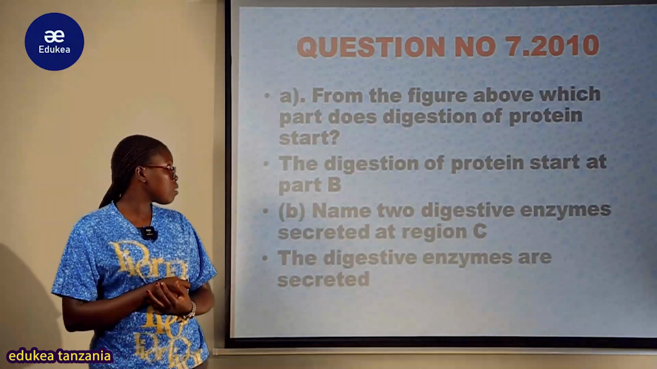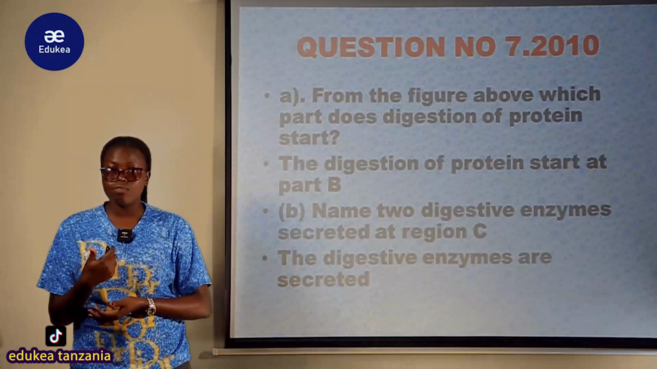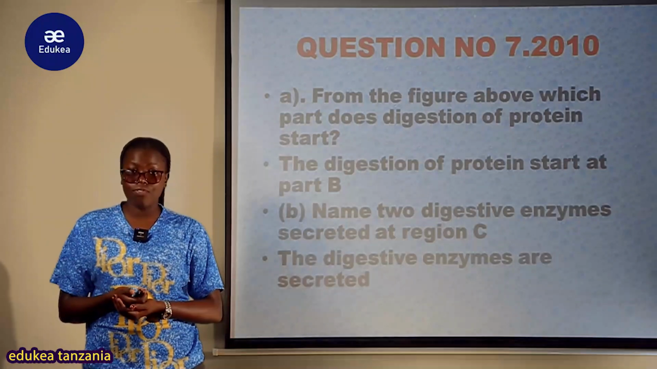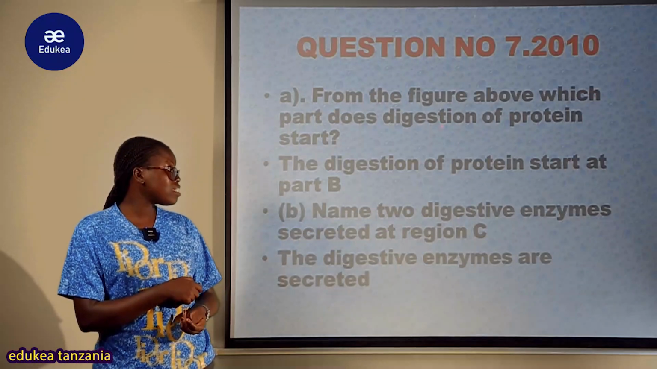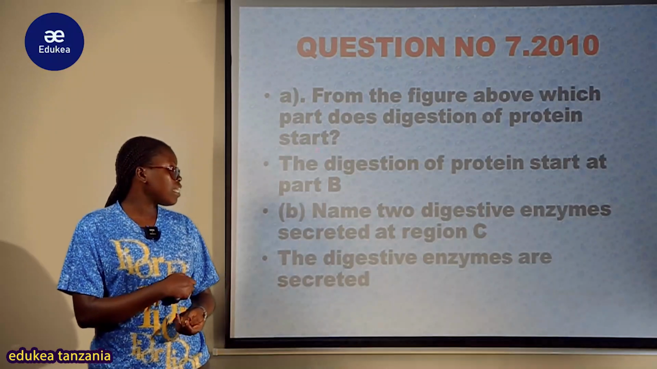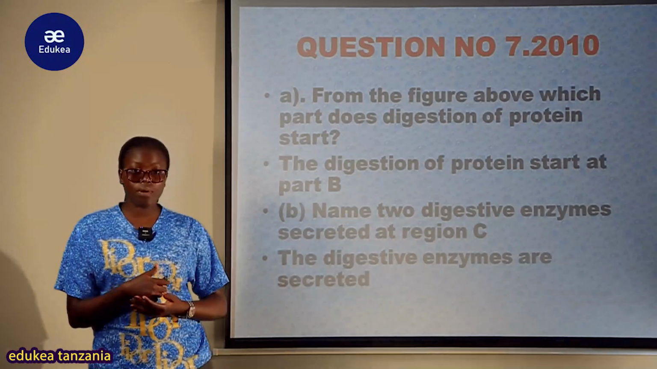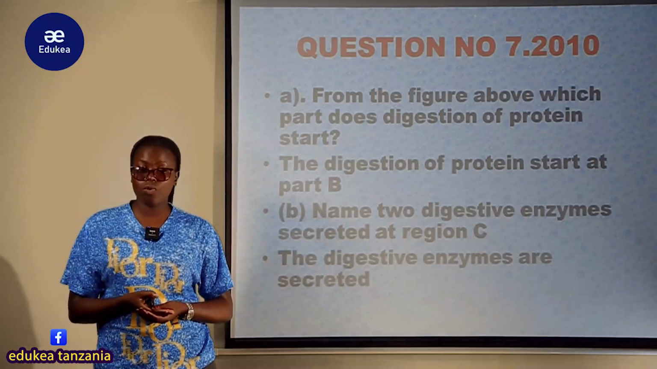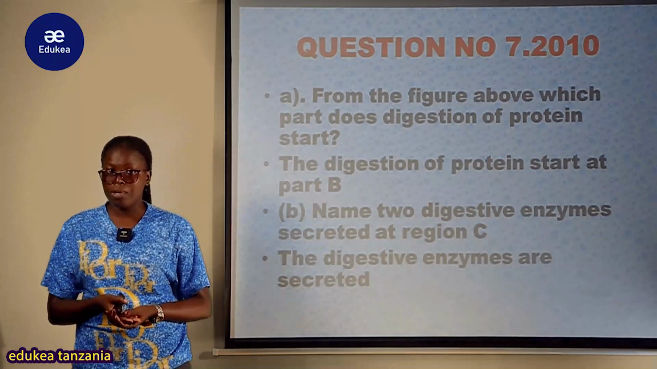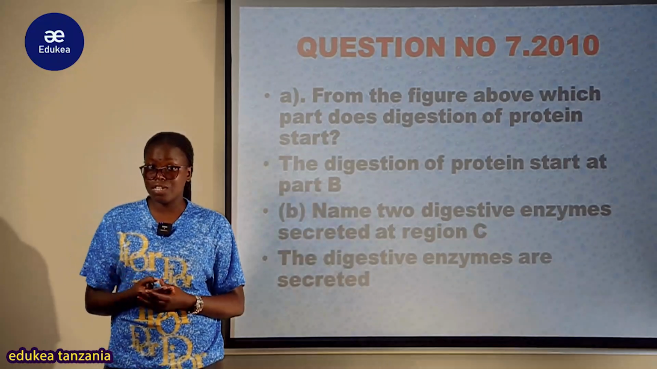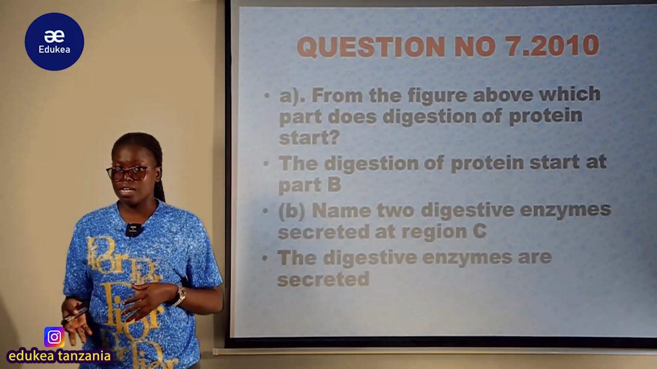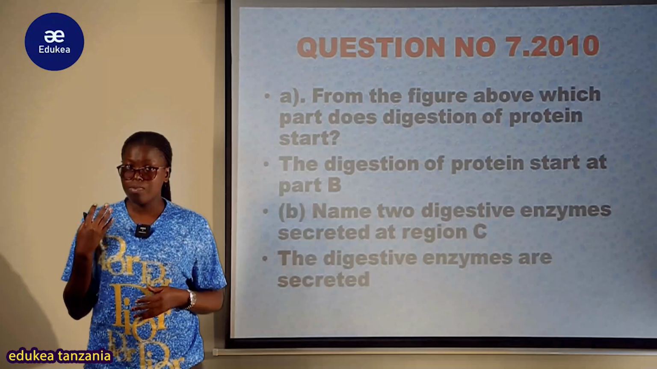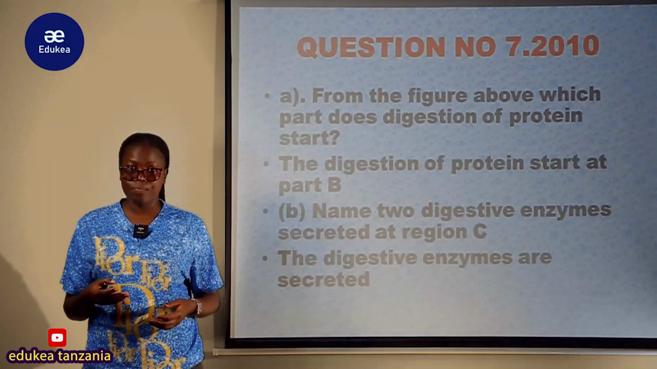Now, without wasting our time, tuanze kujibu swali letu baada ya kustudy our diagram very carefully. Hivyo, from the figure above, which part does the digestion of protein start? Now, the digestion of protein start at part B ambayo ni stomach. Ambapo within the stomach ndio kuna kuwepo na pepsin ambayo inaanza digestion of the protein after being activated by hydrochloric acid kwenda katika active form kwa ajili ya ku digest protein kwenda kwenye peptide.